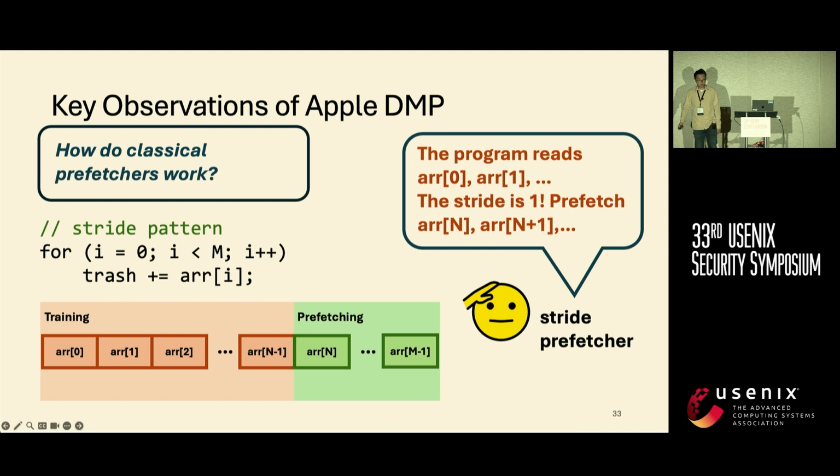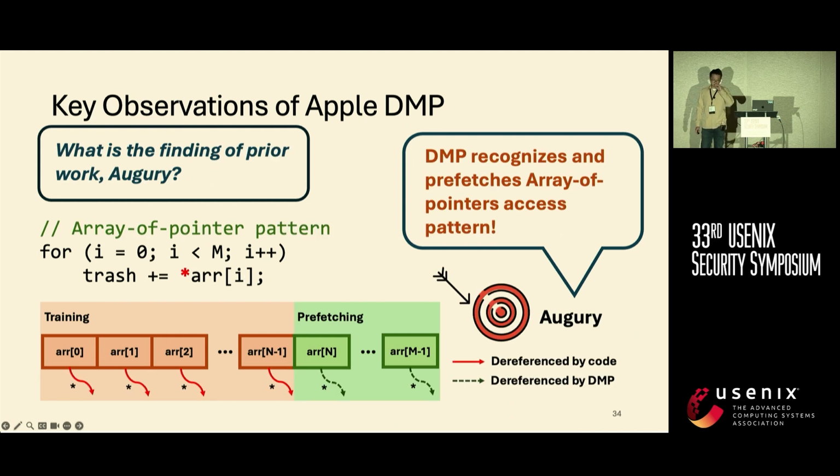The prior work, Augury, follows the same intuition to reverse engineer Apple's DMP, and settled down with the so-called array of pointers access pattern. It discovered that what the DMP prefetches is not only determined by the previous access address trace, but also the content in data memory. But security-critical software does not typically have such an idiosyncratic access pattern, and that is why Augury is so constrained to conduct an actual attack.